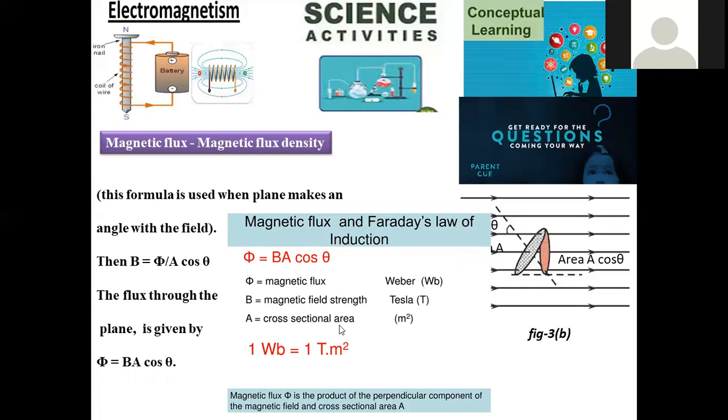And A is called the cross-sectional area. That is the hypothetical sphere through which the lines are moving. That is the cross-sectional area, which is measured in meter squared, right? 1 Weber is equal to 1 Tesla meter squared. So this is for the slanting position.